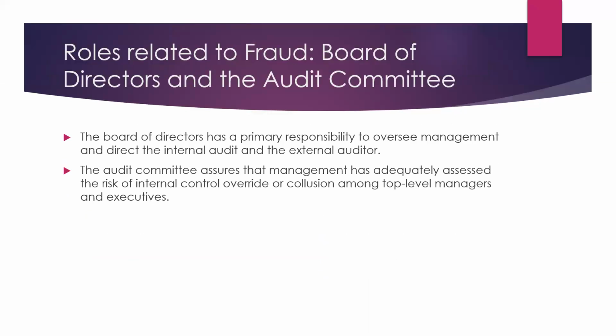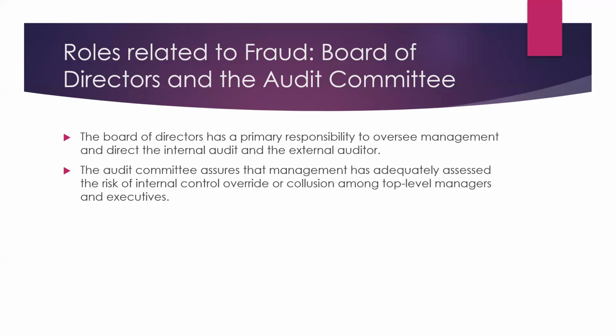So the audit committee. What is the audit committee's job? The board of directors has a primary responsibility to oversee management and direct the internal audit function as well as the external audits. The audit committee then is there to assure that management has adequately assessed the risks of internal control overrides and collusion among top-level managers and executives. So again, the board of directors and the audit committee are there to provide direction, set that tone at the top, oversee our top-level management, and make sure everything is going in the way that it's supposed to.